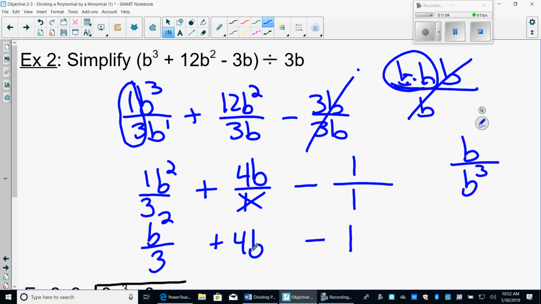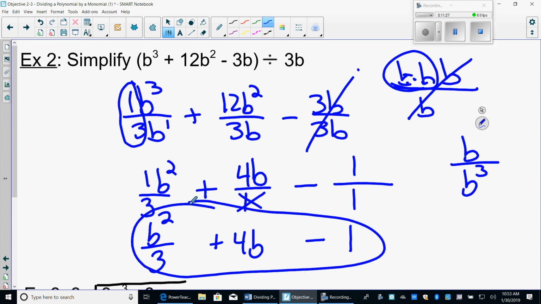But you got to have this one. There's 2 times when you have to have a 1. You have to have a 1 when it's by itself. Okay, the 1 must stand alone. You got to have a 1 when it's all that's in the numerator. Does that make sense? Because you can't have a headless fraction. It's got to have a head to it. Okay, so the answer would be b to the second over 3 plus 4b minus 1.